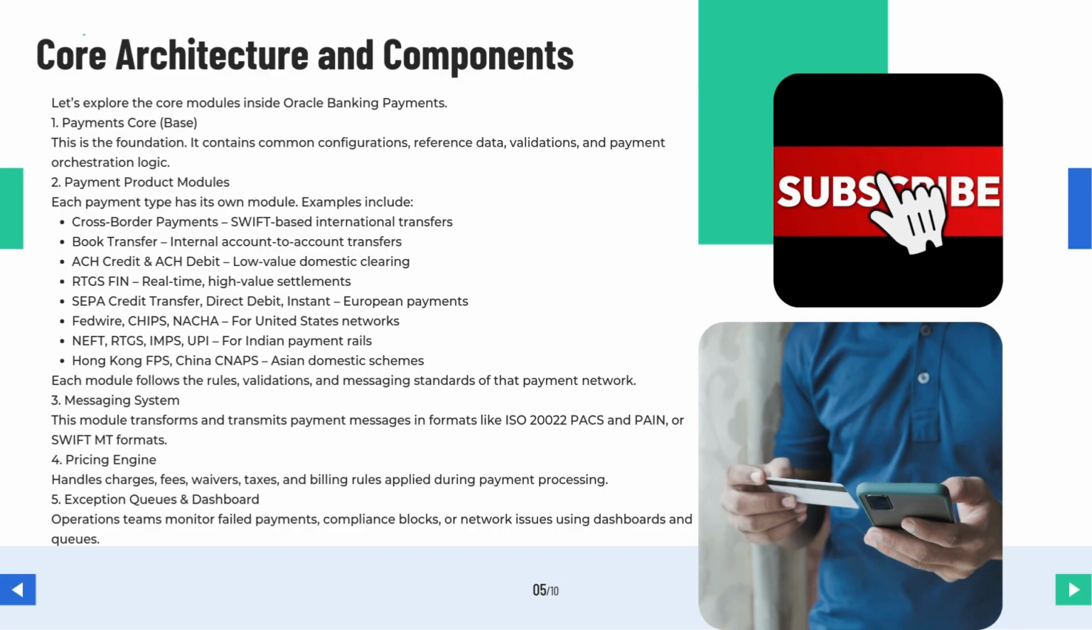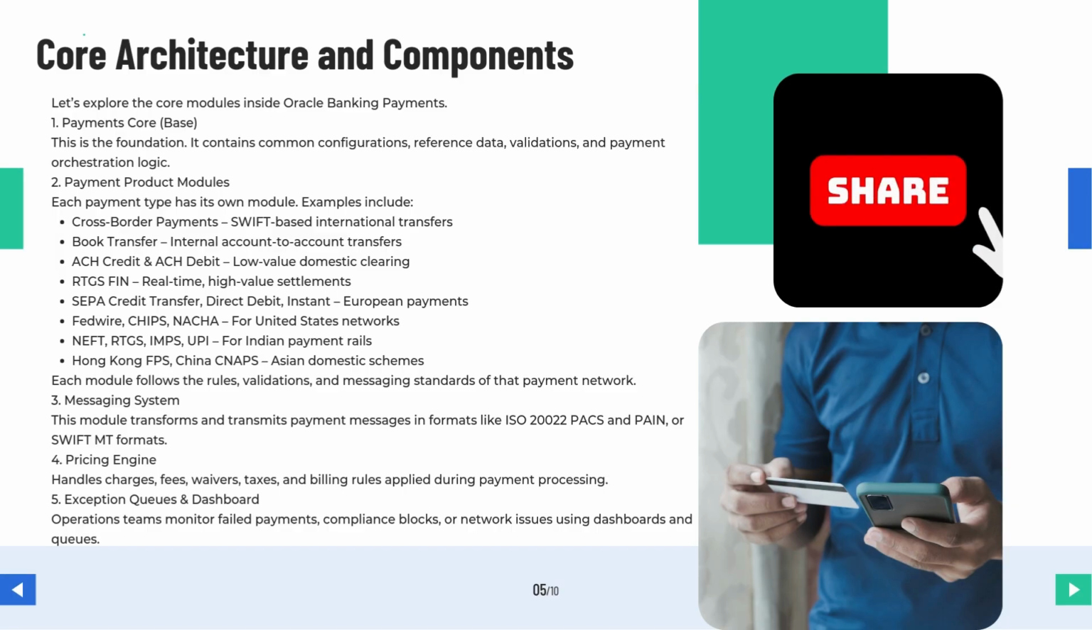Let's explore the core modules inside Oracle Banking Payments. 1. Payments Core Base. This is the foundation. It contains common configurations, reference data, validations, and payment orchestration logic. 2. Payment Product Modules. Each payment type has its own module.